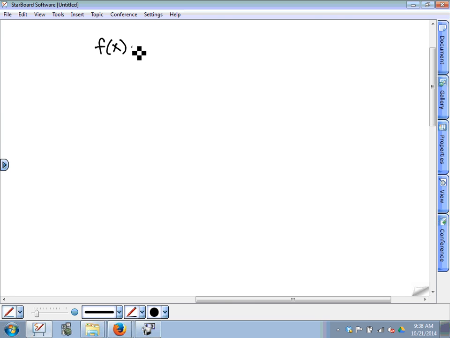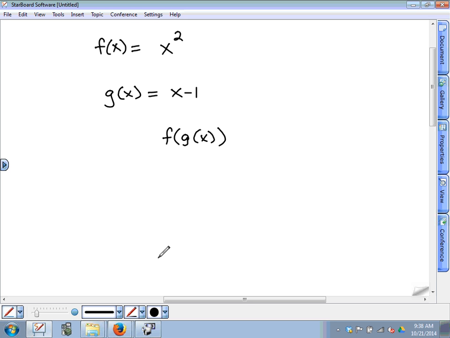So if f of x is equal to x squared and g of x is equal to x minus 1. You remember you did this in pre-calc and probably algebra 2. Do you remember finding f of g of x? We did that. I think we even practiced this right at the beginning of the year. What would f of g of x look like? It would look like quantity x minus 1 squared, right? This is called a composition. And that's what the chain rule deals with.